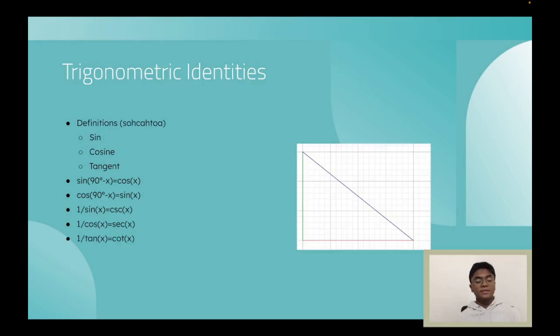Next up, we have trig IDs. So first things to know is the definitions, and there's this acronym that a lot of teachers like to use, SOHCAHTOA, to understand them. So for sine, it's opposite over hypotenuse.